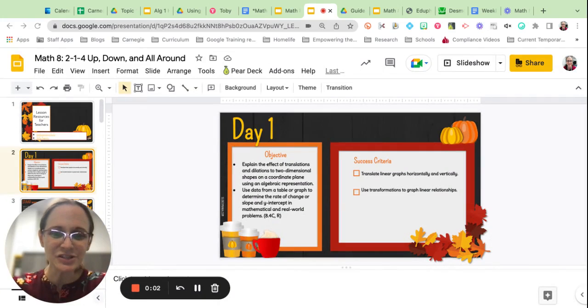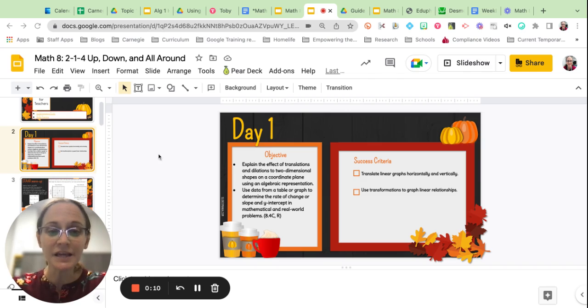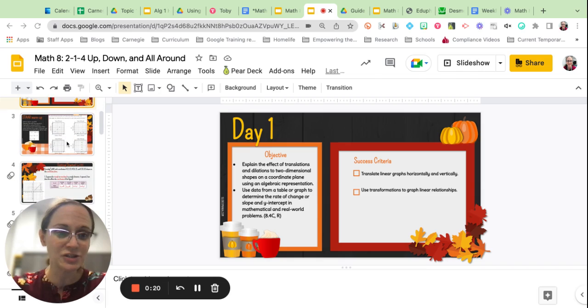In this lesson, students use what they know about geometric transformations to explore transformations of linear functions on the coordinate plane. On day one here, we have outlined our objective and our success criteria. We'll be translating linear graphs horizontally and vertically and using transformations to graph linear relationships.